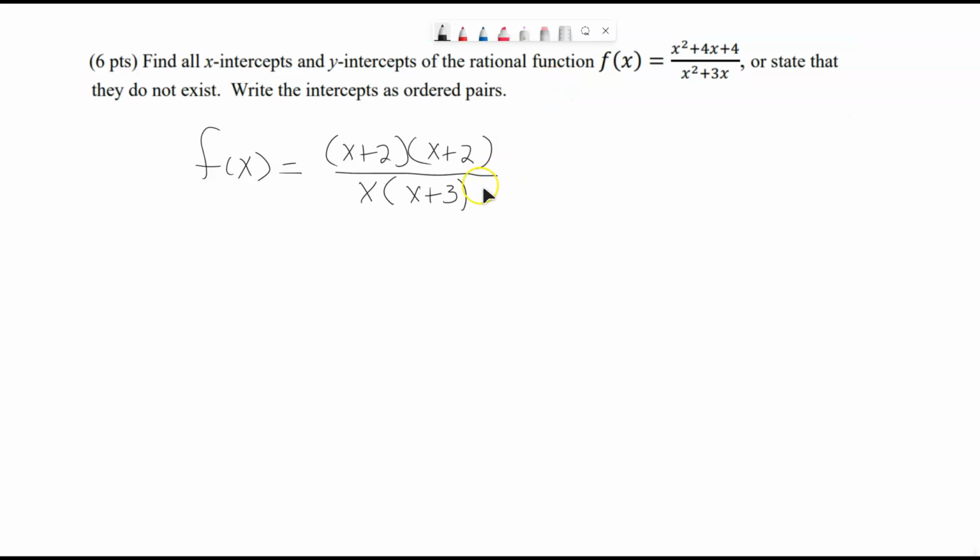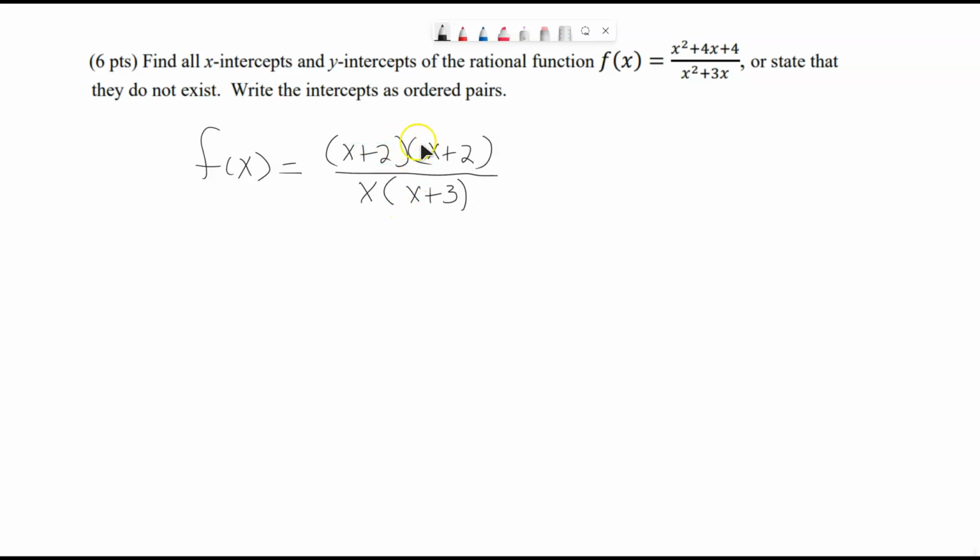The nice thing about the factored form is you can see what makes the numerator 0. You can see what makes the denominator 0. Now when it comes to a rational function, you do not want the denominator to be 0. That would be dividing by 0. So that would happen at 0 and negative 3. Those, in fact, x equals 0 and x equals negative 3 are the equations of the vertical asymptotes.